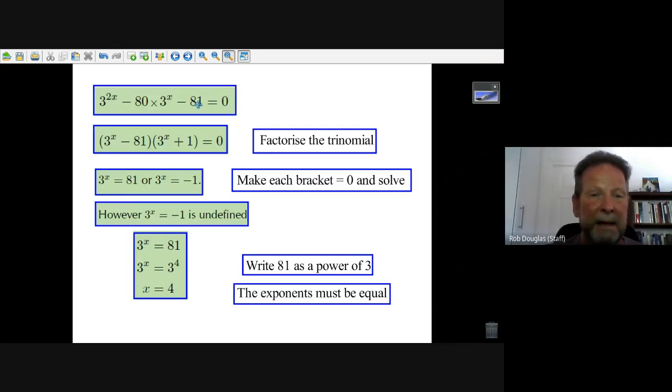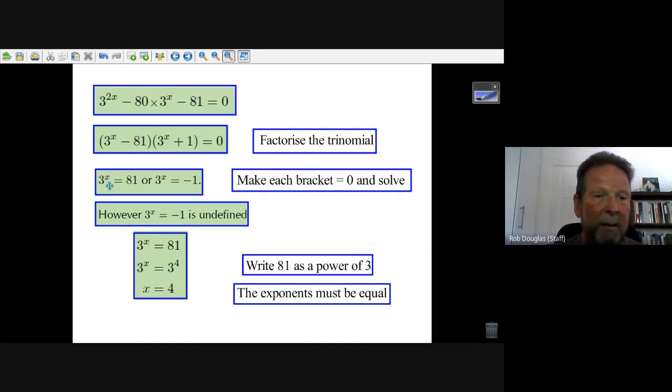Now, to get minus 81 and to get 80, it must be 81 times 1, because that gives me the minus 81. And if I go minus 81 times 3 to the x plus 1 times 3 to the x, it gives me this thing. So you're just factorizing a trinomial, but it's a little bit tricky. Now, if this bracket times this bracket equals 0, there's two different ways that could equal 0. The first bracket could equal 0: 3 to the x minus 81 equals 0. And then you just solve that equation.